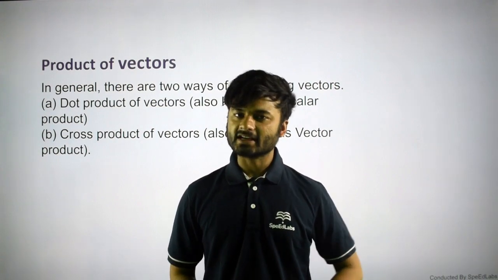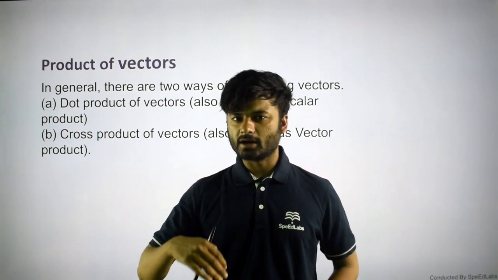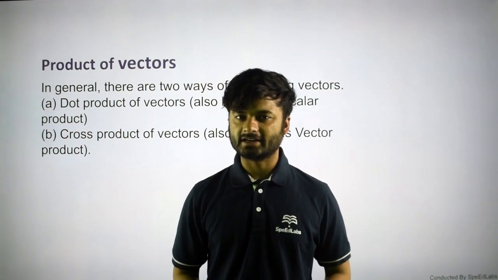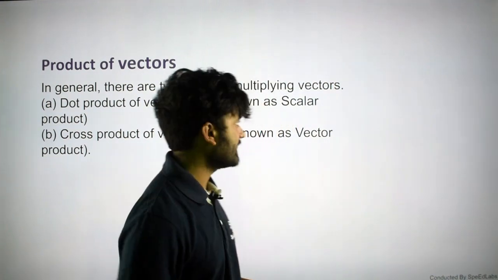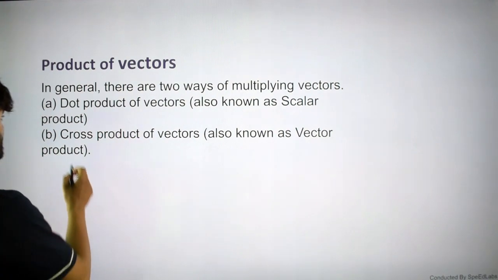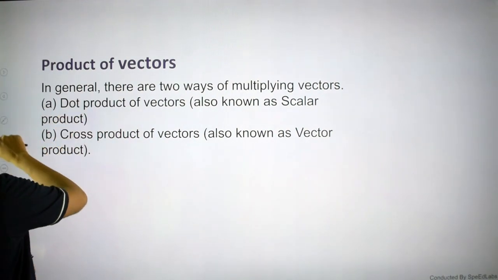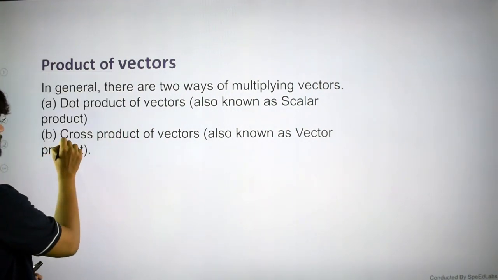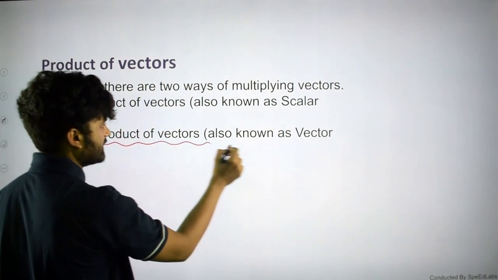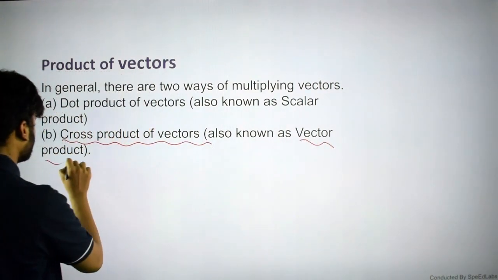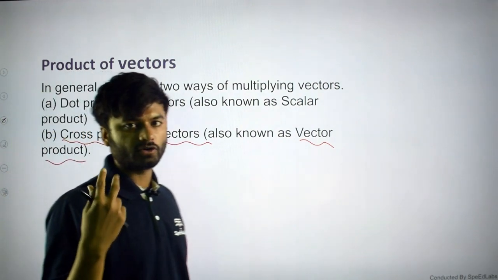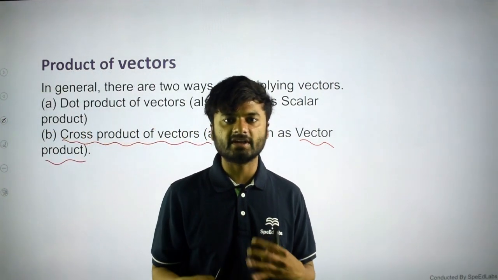In order to multiply vectors, we can multiply them in two ways. One is the dot product, also known as the scalar product. The other one is the cross product, also known as the vector product. So they are the two different ways in which vectors can be multiplied.